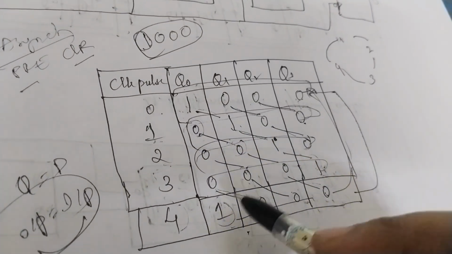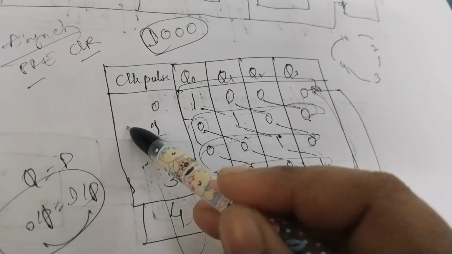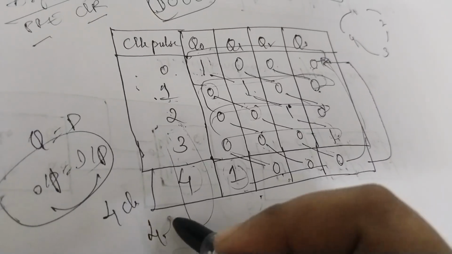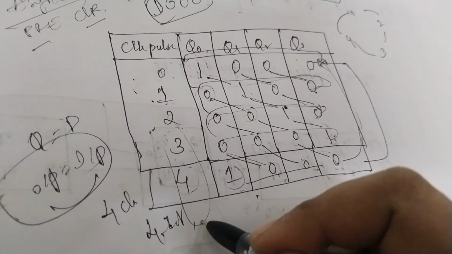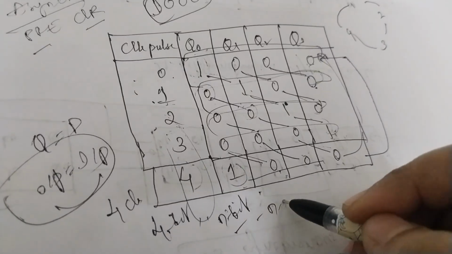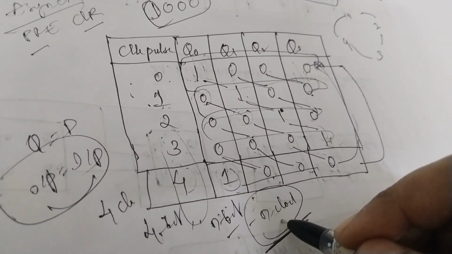If we count the total number of clock pulses, how many has it taken? 1, 2, 3, 4. In total it has taken 4 clock pulses to shift 4-bit data. So to count n number of bits, how many clock pulses does it take? N number of clock pulses. You can expect this kind of question in your ESET.